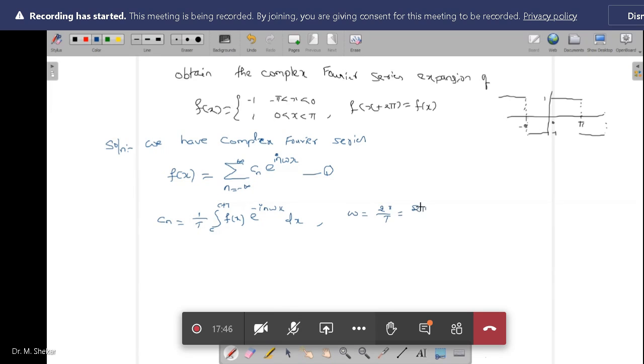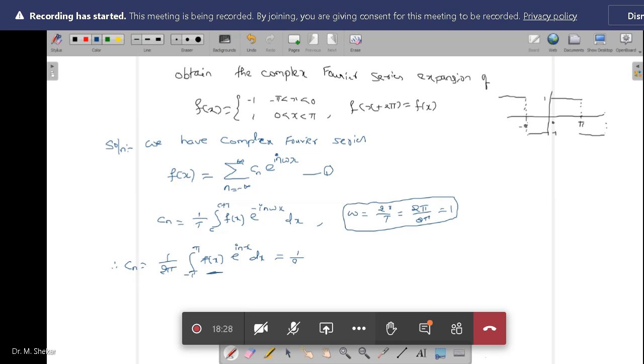omega is 2 pi by 2 pi, so omega is 1. The function is defined in the interval minus pi to pi. Therefore Cn is 1 by 2 pi integration from minus pi to pi f of x into e to the power minus i n x dx, since omega is 1. Now our f of x is a piecewise function, so we need to split the integral into the intervals minus pi to 0 and 0 to pi.